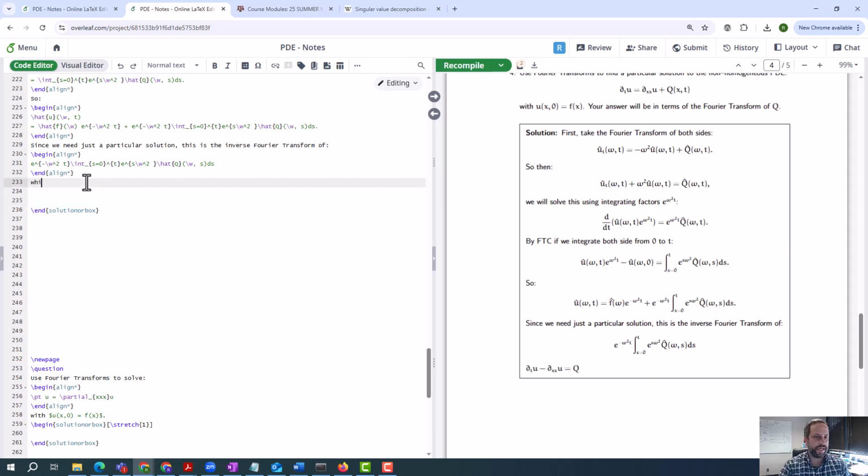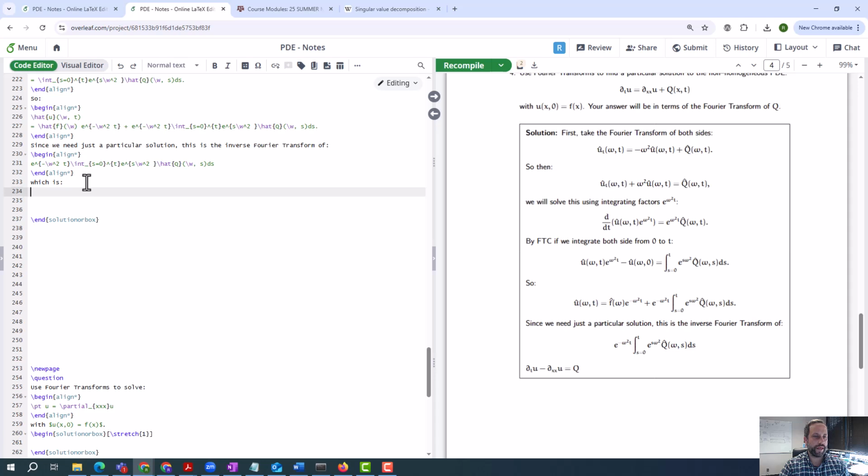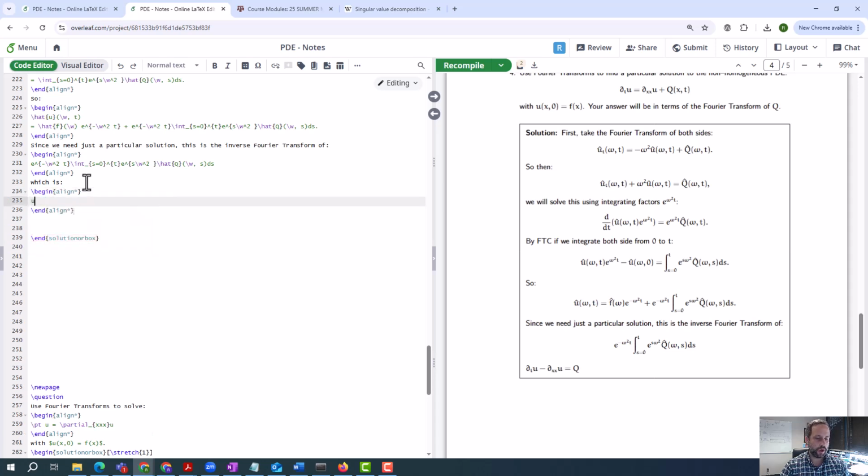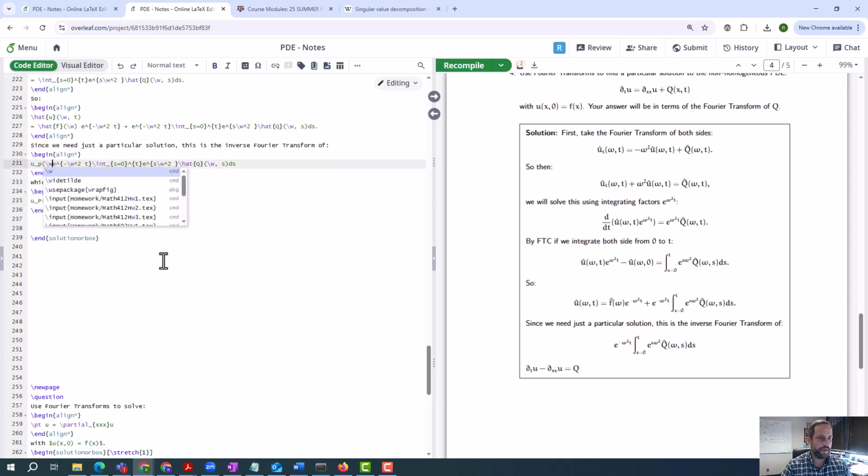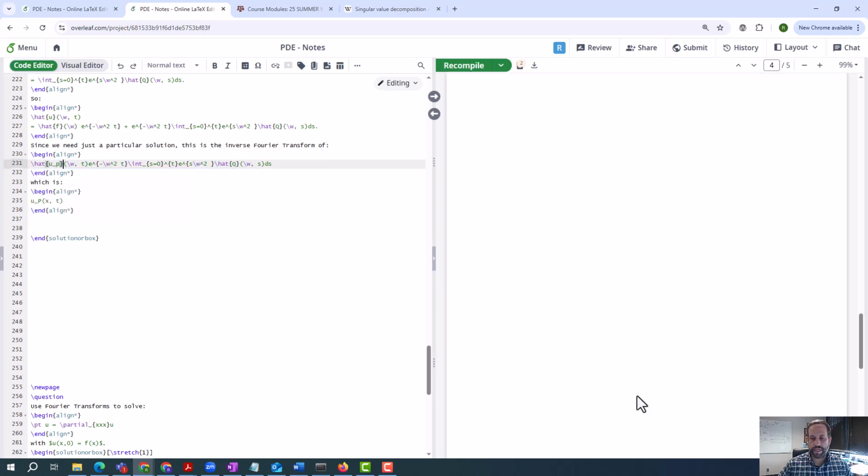And there's nothing more that we can do here. I'm going to call it u sub p of omega t. Sorry, that's going to be x. So this is the Fourier transform of the particular solution. That's exactly what it is. This is the Fourier transform of the particular solution.